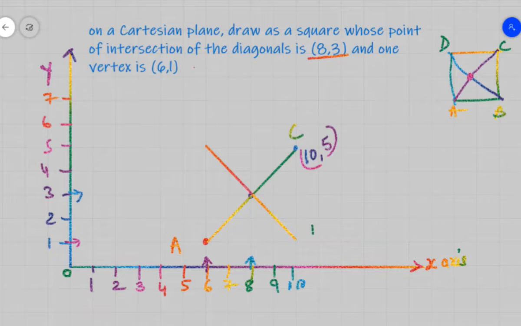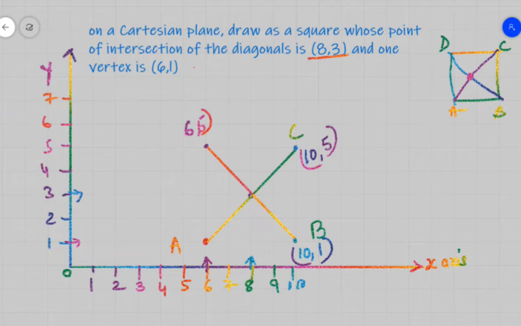Now see, what is this point? This point is this one. So for X it is 10 and for Y it is 1. So 10, 1. And what is this point? This point is, for X it is 6 and for Y it is 5. Okay. And this point was 6, 1. Okay. Now see, first of all let us join it.